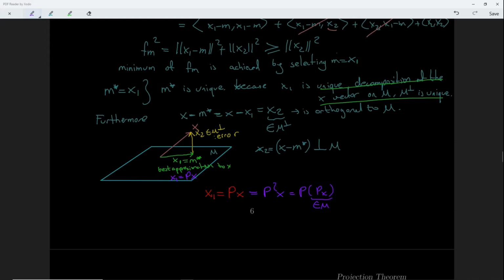And if you multiply it many times, it's not going to change the result, right? So you can multiply by P to the power n, and x1 is still going to be equal to P times x. Because this projection matrix projects the vectors onto the subspace M, and it doesn't change the vectors that are already on M.